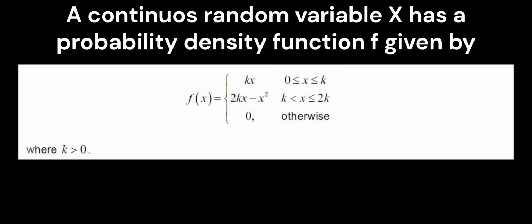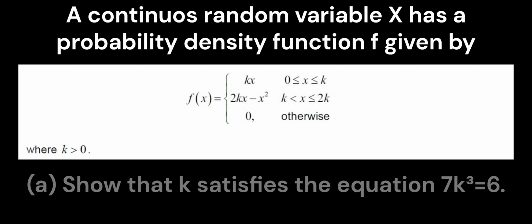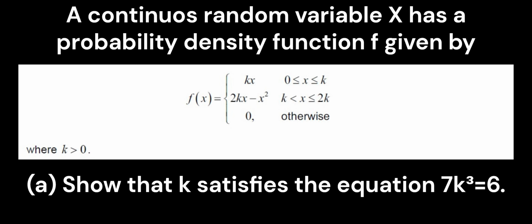A continuous random variable x has a probability density function f given by the following piecewise function: f of x equals kx for x between 0 and k, 2kx minus x squared for x between k and 2k, and 0 otherwise, where k is greater than 0. Part A: show that k satisfies the equation 7k cubed is equal to 6.